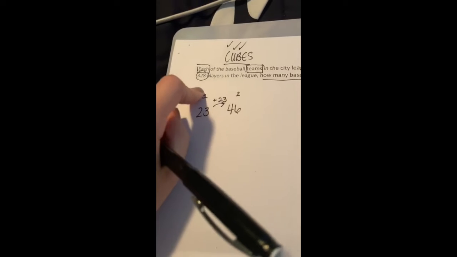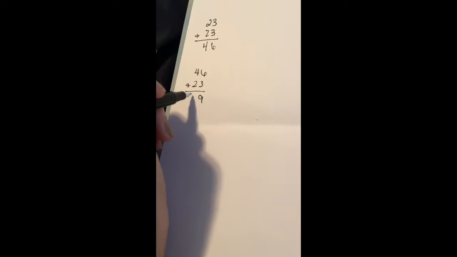But I have 328 that I need to place into teams. So I need to keep going. So if I add another 23 players to make 3 teams, how many would that give me? Well, I need to do 46 plus 23. So I'll come over here. I've got plenty of space to do all my math. 46 plus 23. 6 plus 3, 9. 4 plus 2, 6. So now I have 69 players that are in 3 teams.